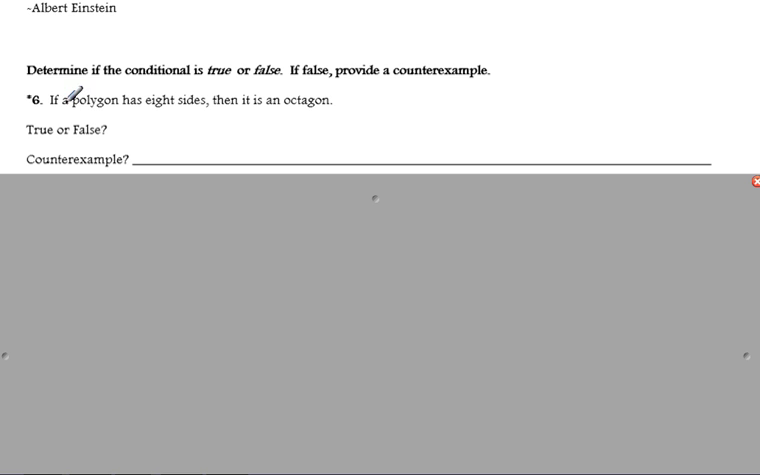Let's read the statement. If a polygon has 8 sides, then it is an octagon. Well, for those of you that know what a polygon is and an 8-sided polygon is, you would know that we call it an octagon. So I can't prove this false. There are no counterexamples to prove this false. I don't know any other 8-sided polygon that we can't call an octagon. So this is a true statement and there would be no counterexample.